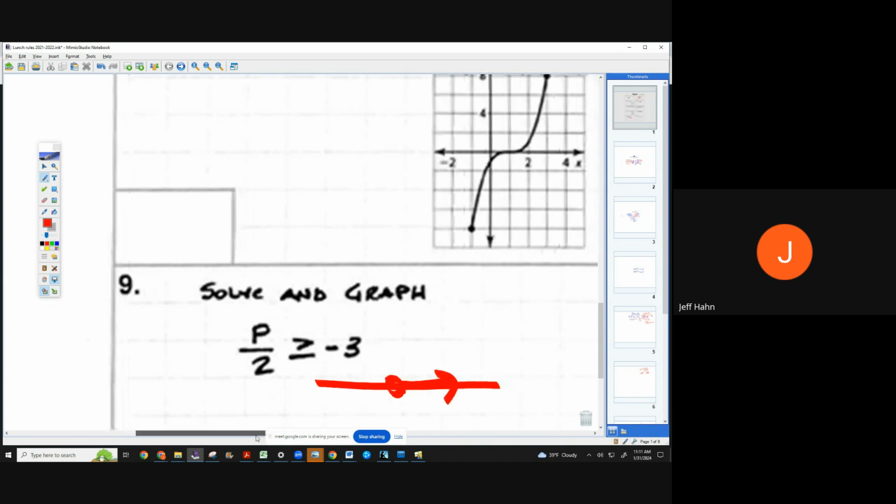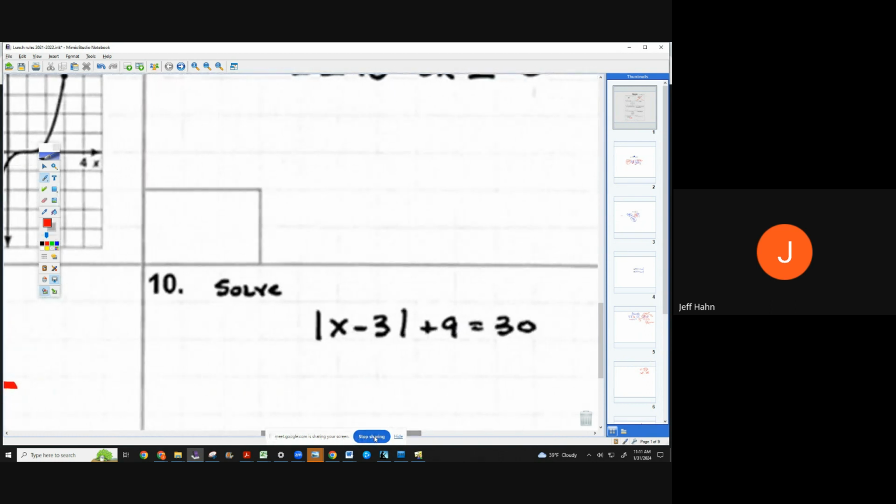And number 10 is solving an absolute value equation. What is the key to solving absolute value equations? Isolate the absolute value. Dan Anderson? You have to write two equations. After you isolate it, you make one the way it is, and the other one you make the opposite, the negative.